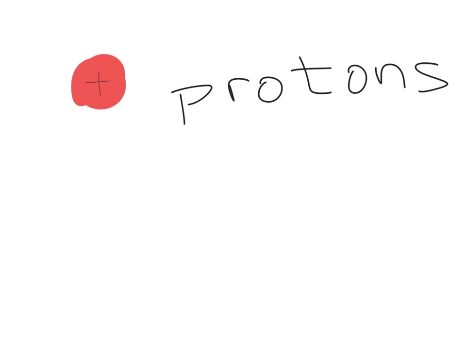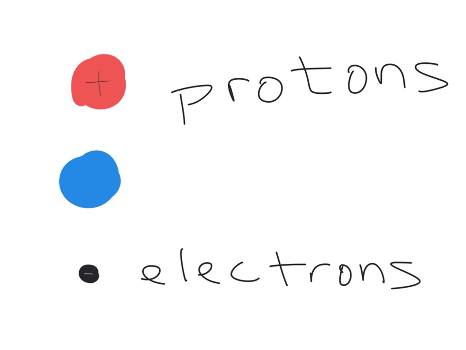An atom has 3 particles. The first are positive particles, known as protons. There are also negative particles, called electrons. Another particle doesn't have any charge, not positive or negative, so I'll put 0 charge there. These are called neutrons.